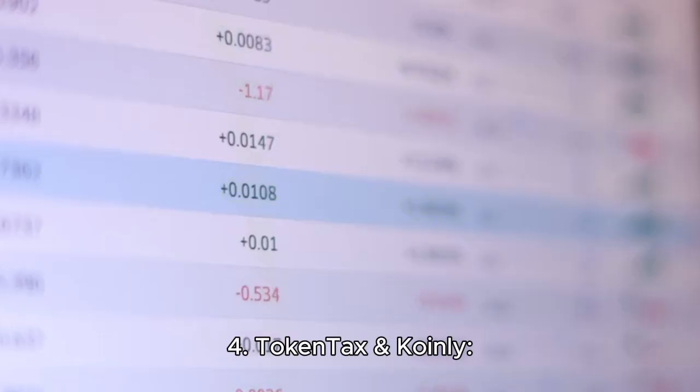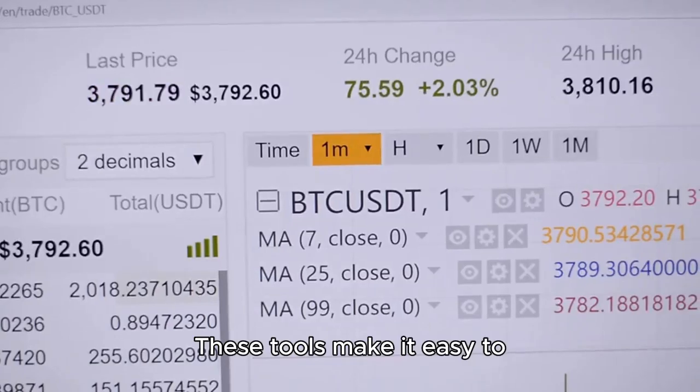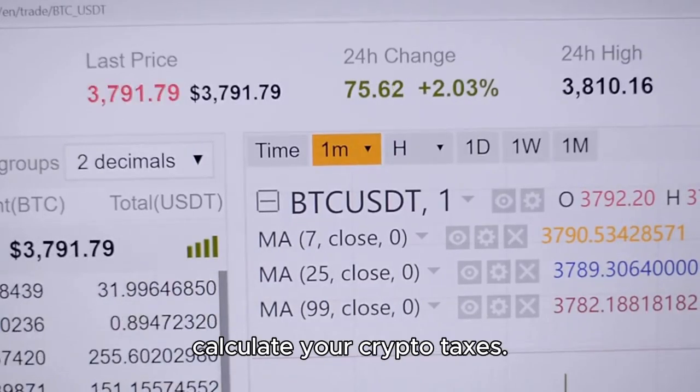4. TokenTax and Koinly. Keep track of your lending earnings and borrowings for tax reporting. These tools make it easy to calculate your crypto taxes.